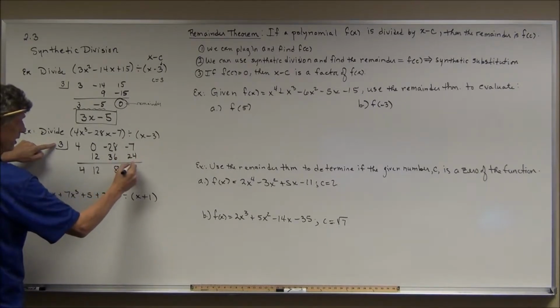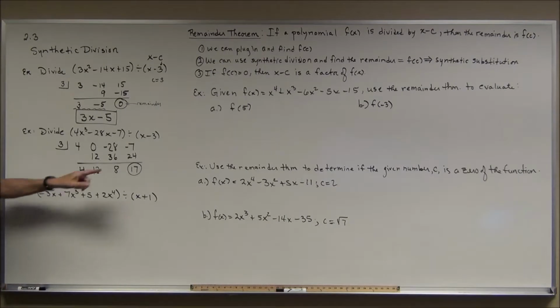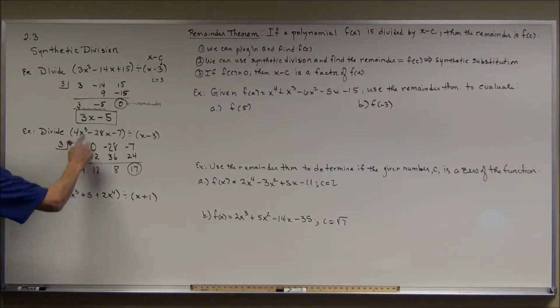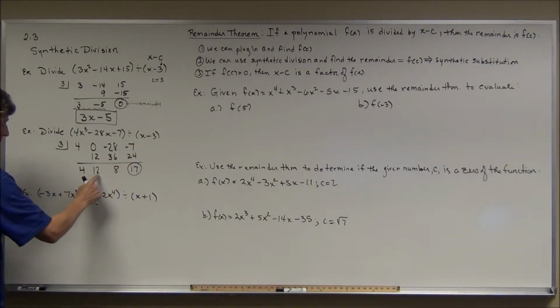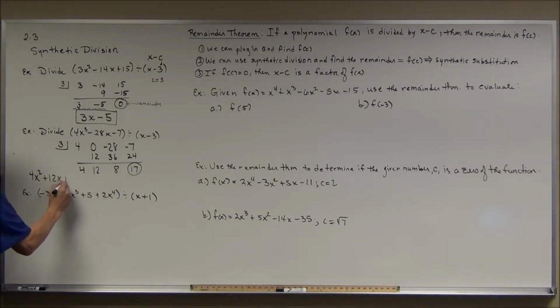Then we add, 17. And again, I'm going to circle this one. It's in the last column. That's my remainder. My variable is x. This is my constant term, my x to the first term, my x to the second term. So I have, let's put it right here, 4x to the second plus 12x plus 8.